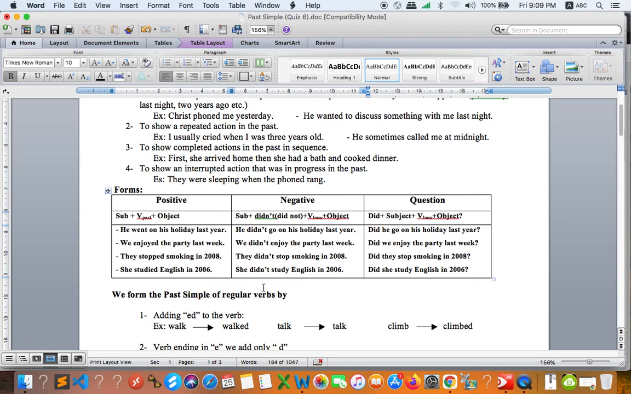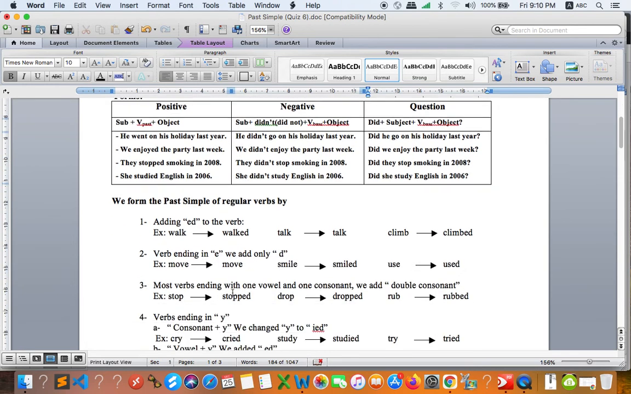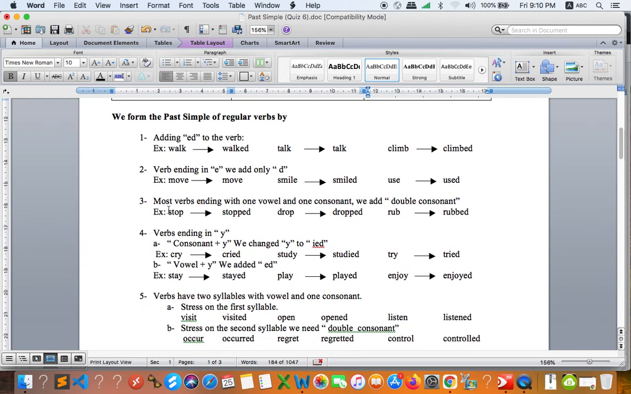That's it. All right, so these are only the forms, but we also have some kind of rules or forms about past simple, especially with regular and irregular verbs. So let's talk about regular verbs a little bit. Okay, so we have 5 right here. So how do we form past simple, especially with verbs? So mostly we add ed, right? Or sometimes we add t, okay? Or maybe we change y to ied, or we have to double the final consonant and add ed, things like this. So let's find out number 1, adding ed to the verb.